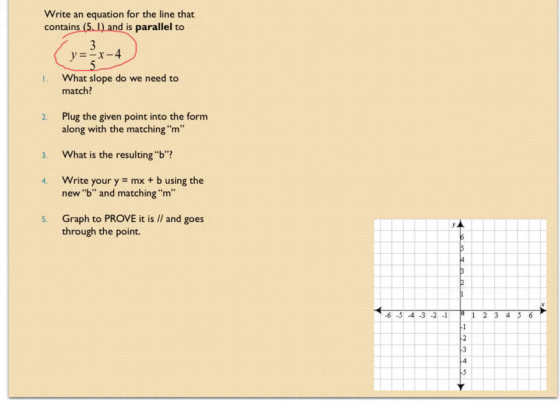The slope that we need for our new equation needs to match this because we need it to be parallel. So the slope we need to use is 3/5 because it has to match the one we're given. We want our line to be parallel. Let's go ahead and graph this line. Let's just see what this line looks like. This line starts at negative 4. So 1, 2, 3, 4. This is a weird graph. It's hard to do. I'm going to graph negative 4, and it goes up 3 and over 5.